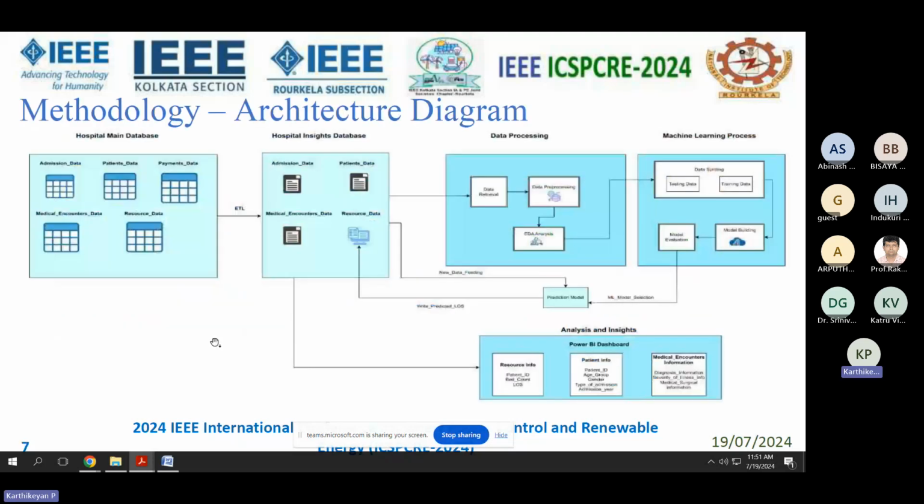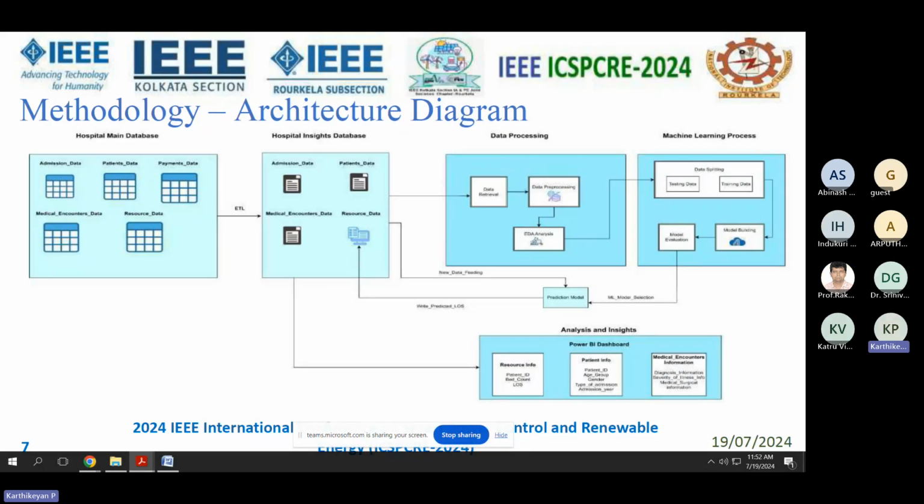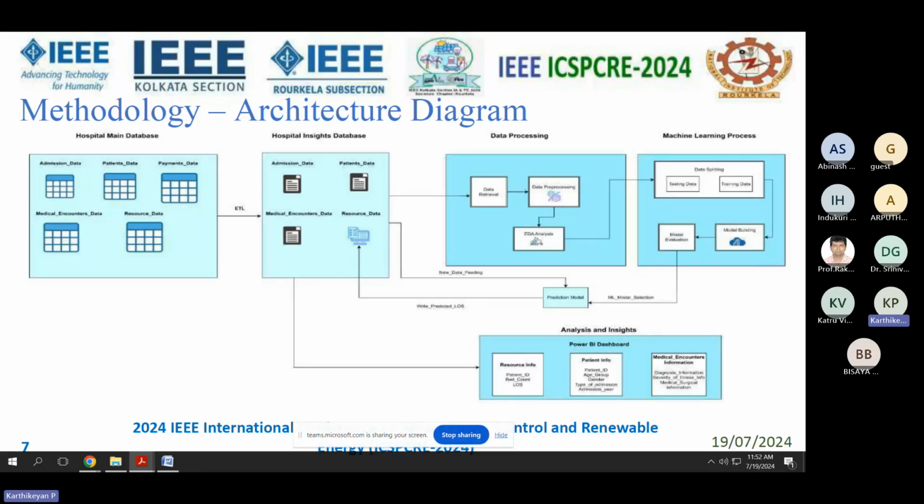Next, this is the methodology architecture diagram, with the hospital main database and the hospital insight database. Why are we splitting them? Because the hospital main database stores all the data: once a patient is admitted to the hospital, all their data is updated in the main database. If we also extract data and apply operations directly on the main database at that time, it increases the database load. So we split off another database, the hospital insight database, which collects and stores only the relevant features.